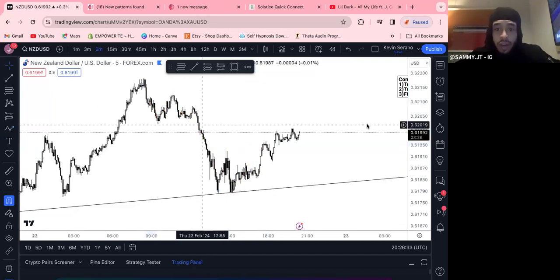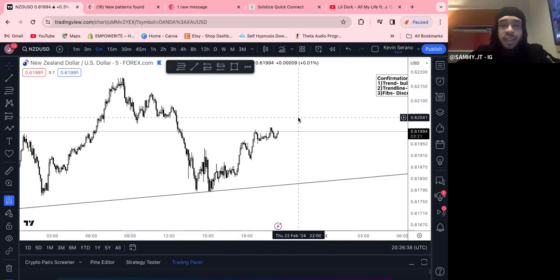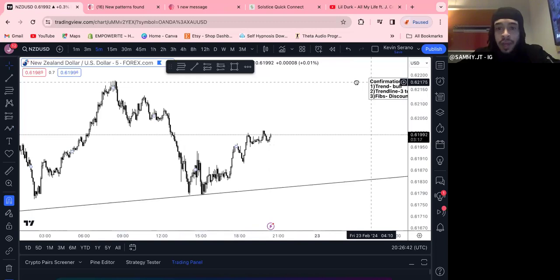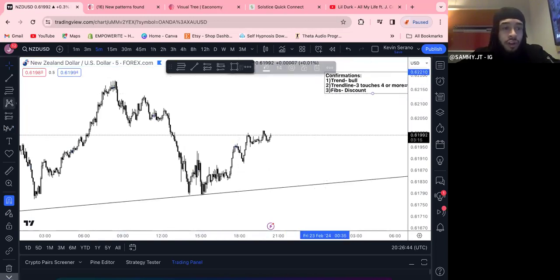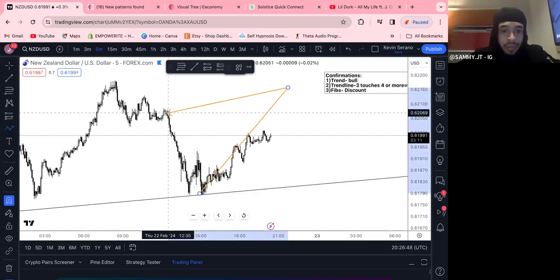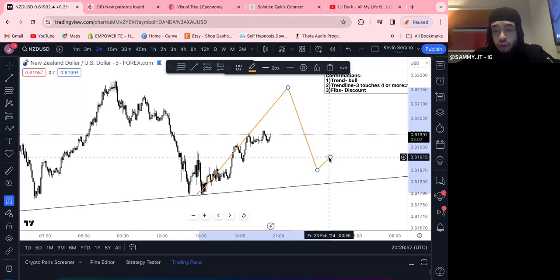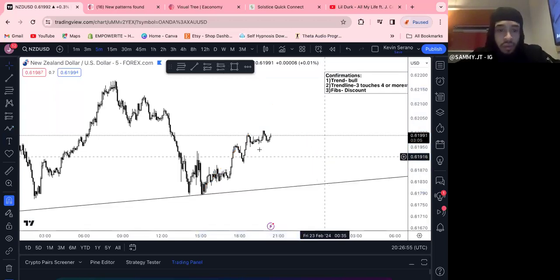So what you can do, and it doesn't mean a lot of people find it hard to see where to pull your fibs from. Ideally, just looking off this and my experience, I would rather it go a little bit higher, break this high, to then come a little bit lower, to draw your fibs. But for now, I'm just going to show you this example.